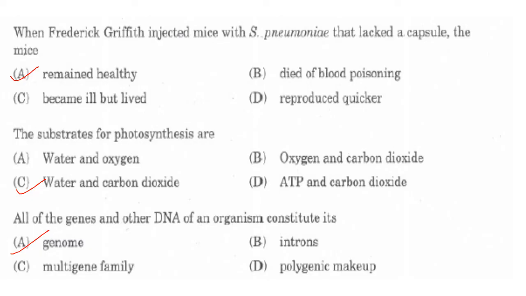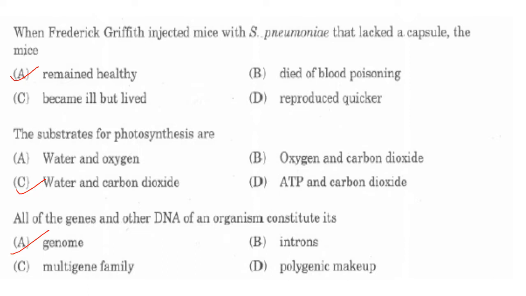So coming to the first question: when Frederick Griffith injected mice with Streptococcus pneumoniae that lacked a capsule, the mice... So what was Griffith's experiment? Griffith's experiment was a stepping stone for the discovery of genetic material, that is, DNA is the genetic material. So it was a stepping stone for the discovery.